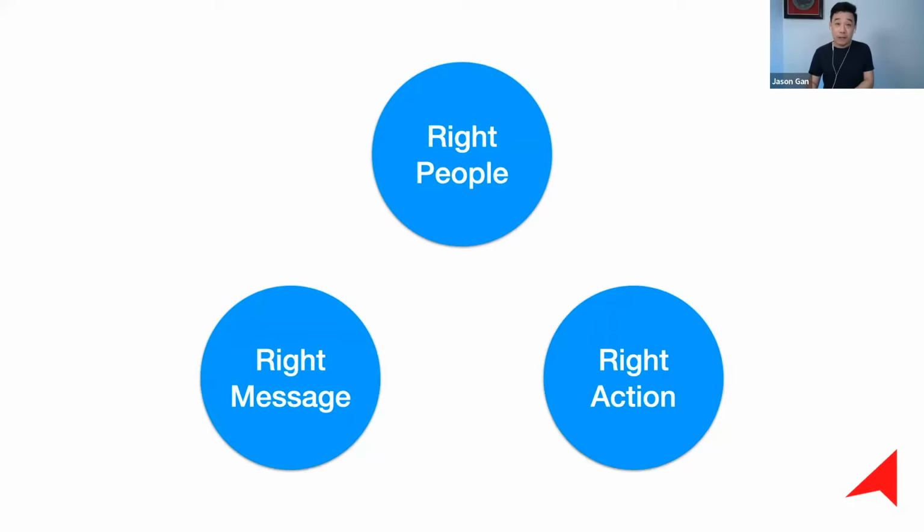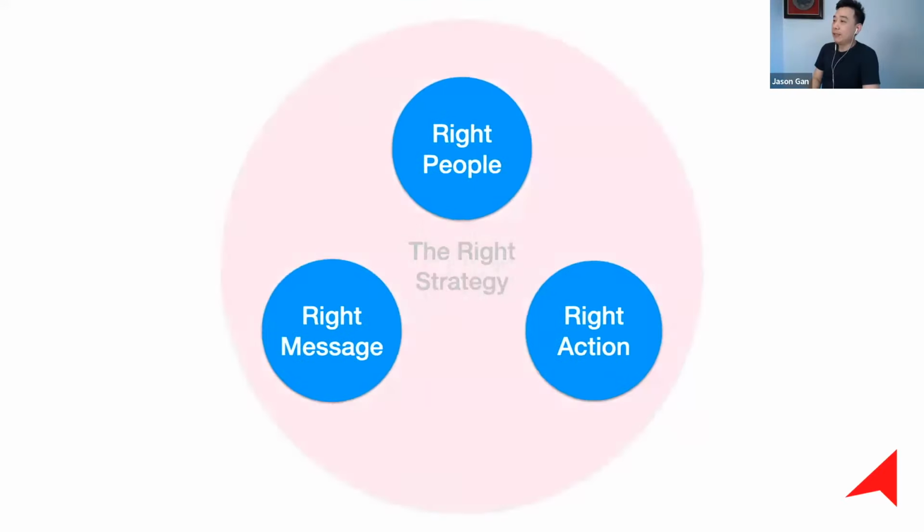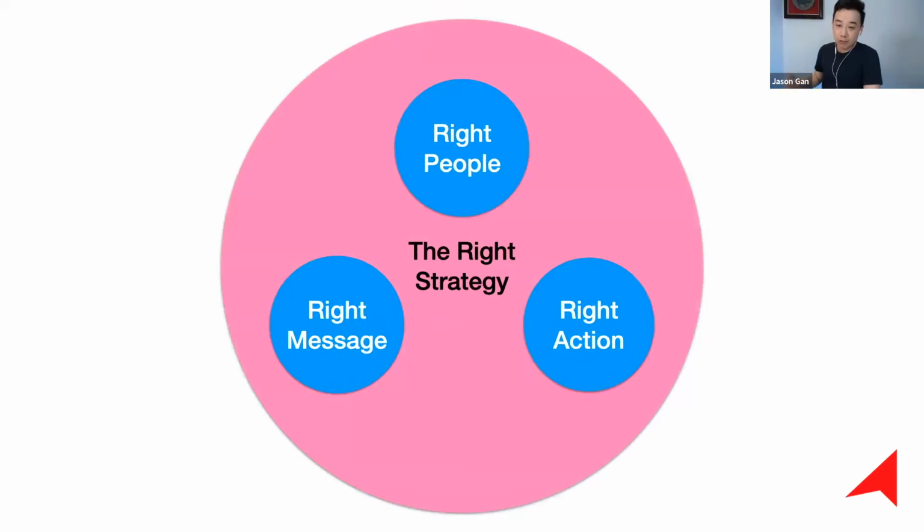But that's also not enough. I've been saying that these are the three elements, right? You have to get the right people to take the right action with the right message. These are the three elements. But everything still requires the right strategy. So the right strategy is even a higher level of discussion over here. How do we define a right strategy for a business?